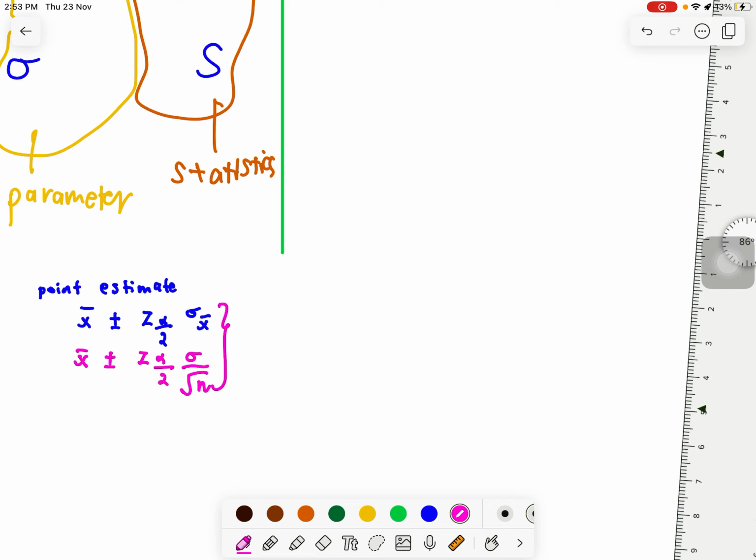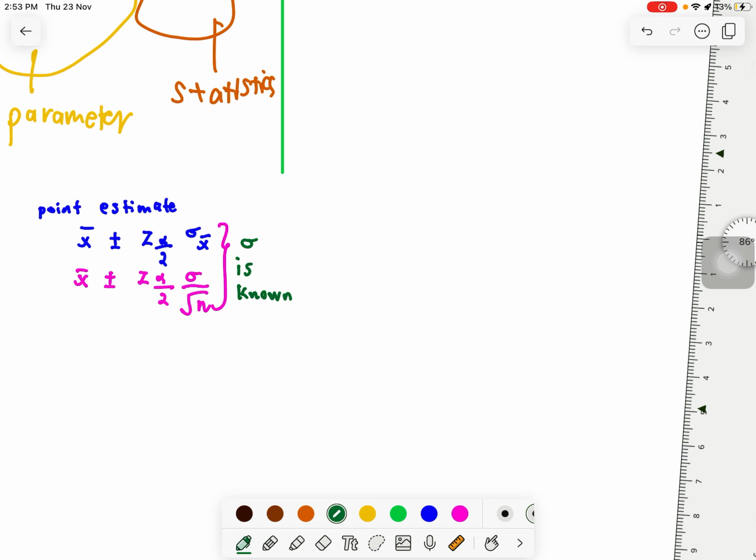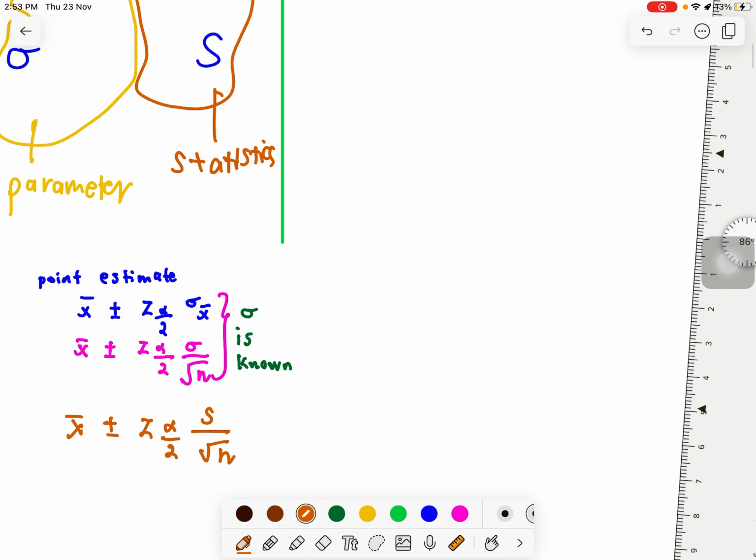This one is if sigma is known. If sigma is unknown, but n is large, we will use the point estimate of sigma as S, so x bar plus minus Z alpha over 2 S over square root of n. This one is for one population.